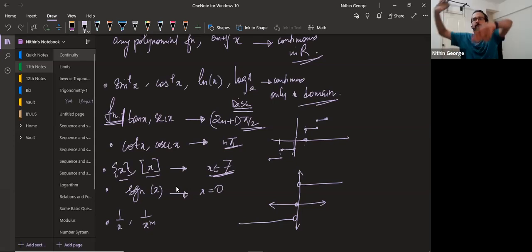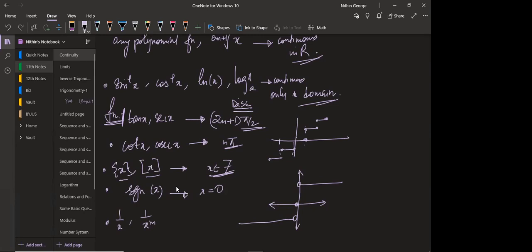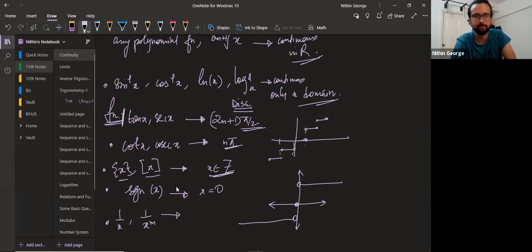You guys, are you following? Yes, sir. Now look at 1 by x and 1 by x raised to m, 1 by x raised to anything basically. When will that be discontinuous? Again, at x equal to 0, it will be discontinuous. It won't be defined there.